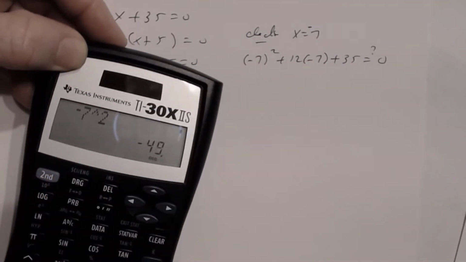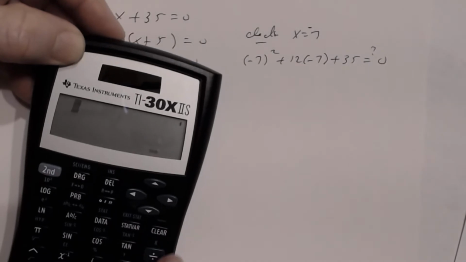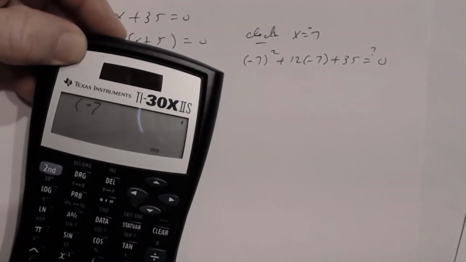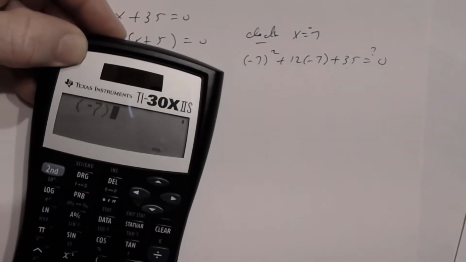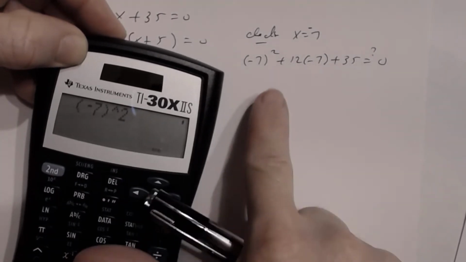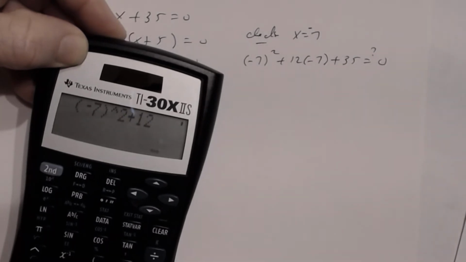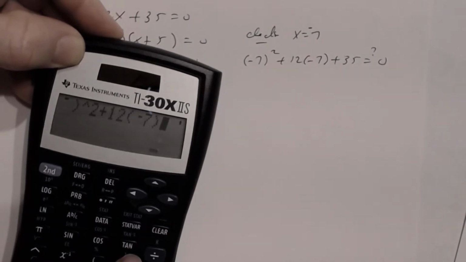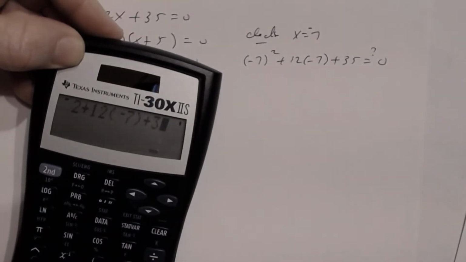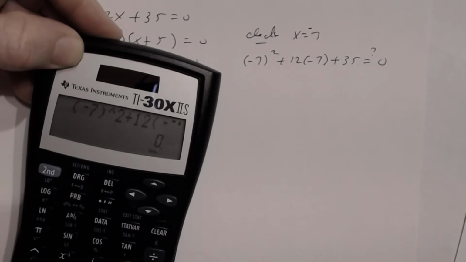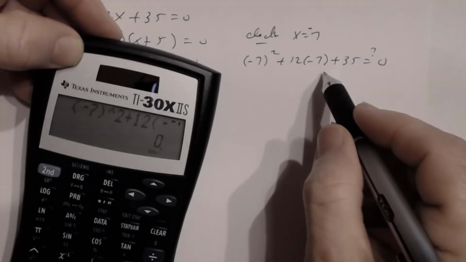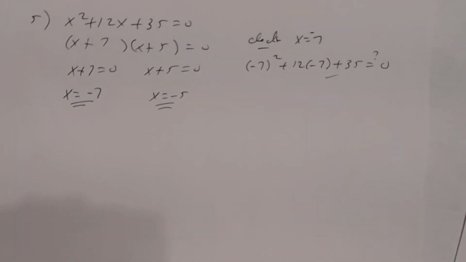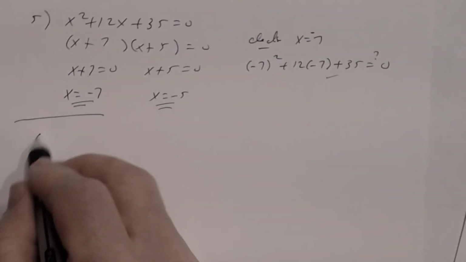You've got to put that negative 7 in parentheses in order to get that positive 49. So here we go: negative 7, parentheses, squared, plus 12, parentheses, negative 7, close the parentheses, okay? And then plus 35, and then press equal, you get 0. So that does work. You can do the same thing with negative 5, and you'll see that it does work. Okay, so that was number 5.